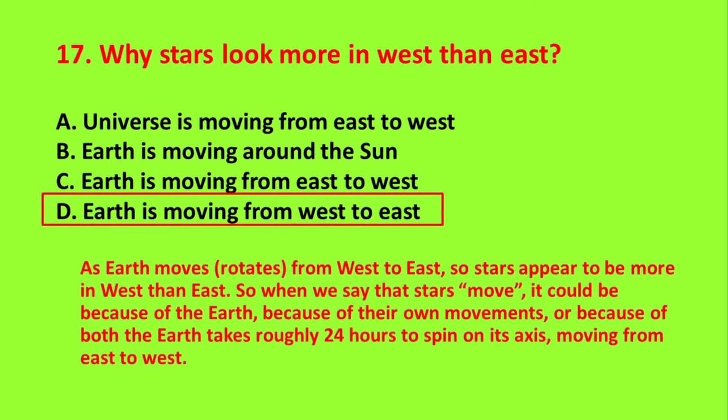And for your kind information, as Earth rotates from west to east, stars appear to be more in the west than the east. So when we say that stars move, it could be because of the earth, because of their own movements, or because of both. The earth takes roughly 24 hours to spin on its axis, moving from east to west.